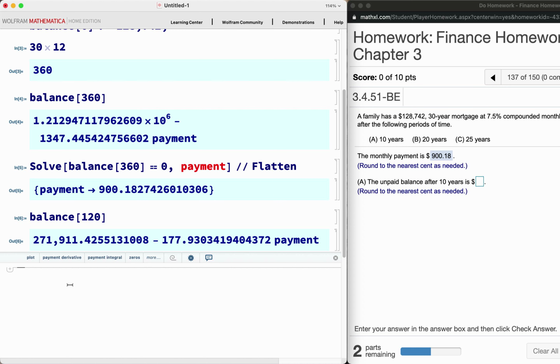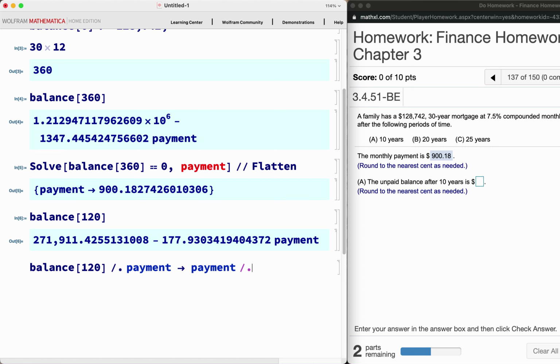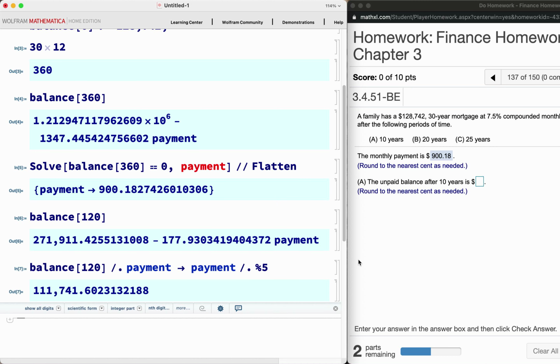So balance 120, where the payment is equal to payment as it's defined on this line. And for me, that's going to be output 5. Which is $111,741.60.